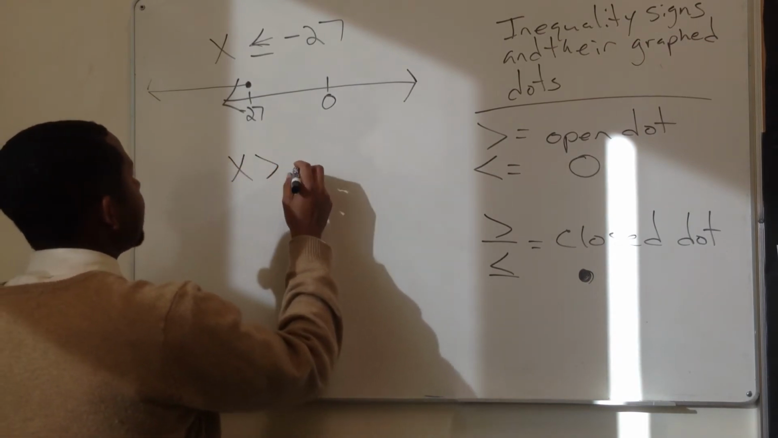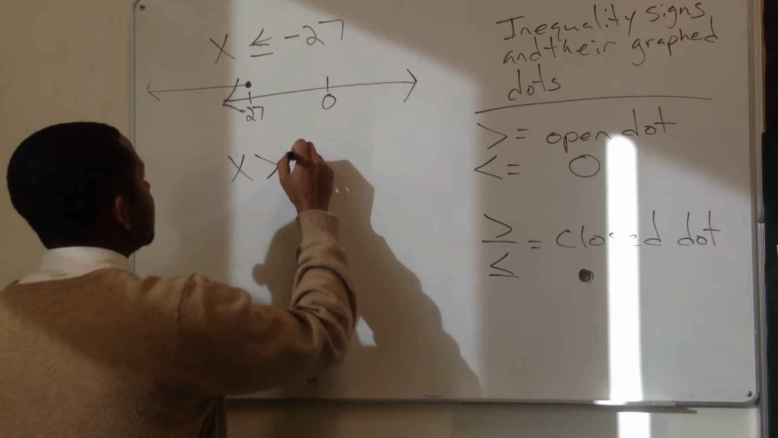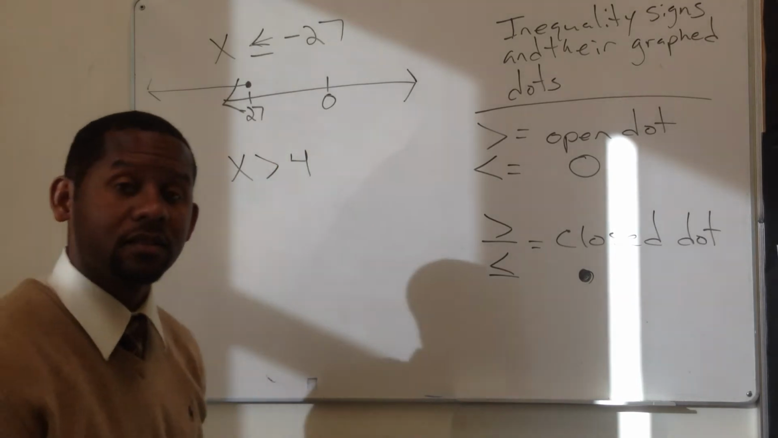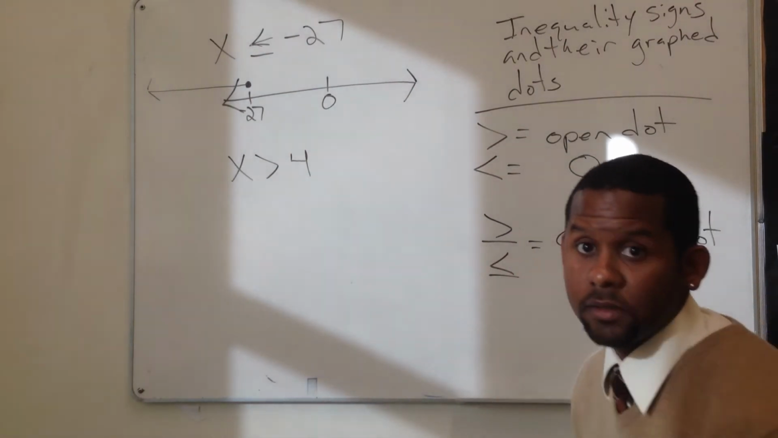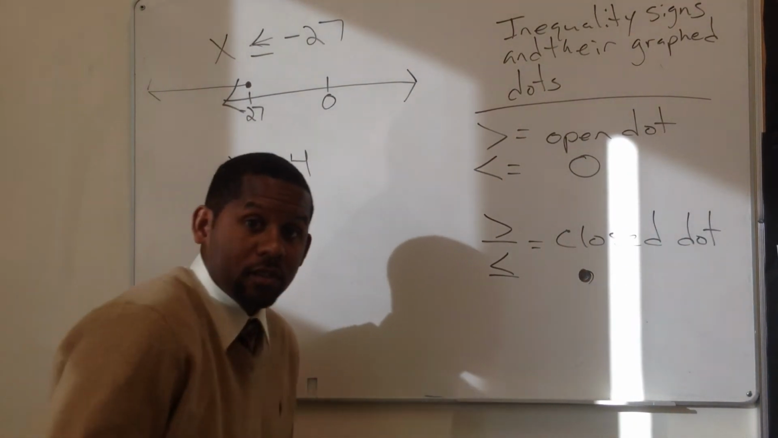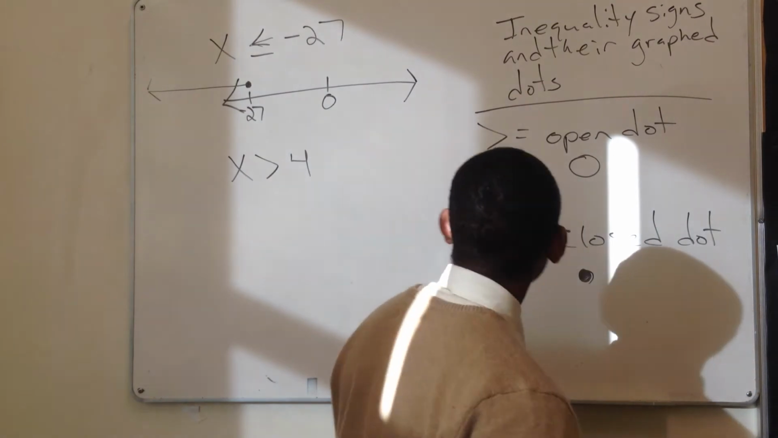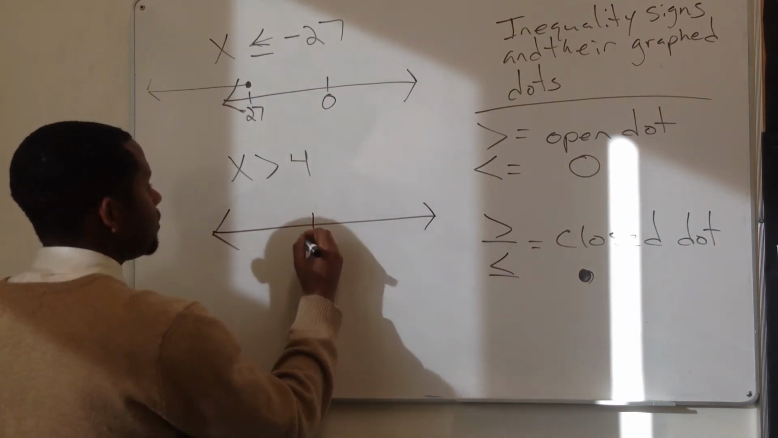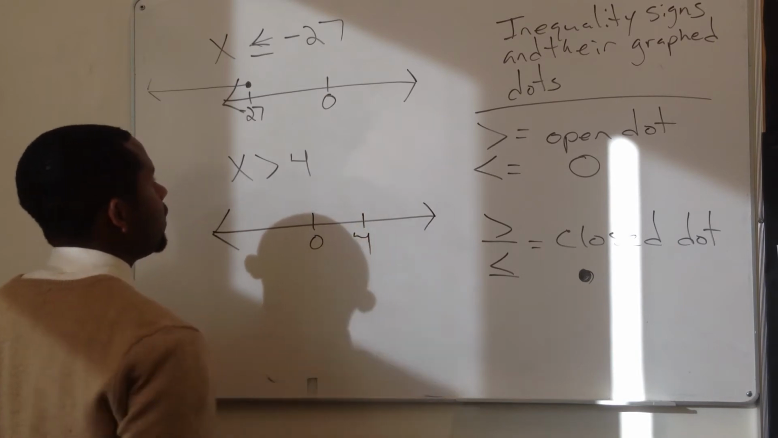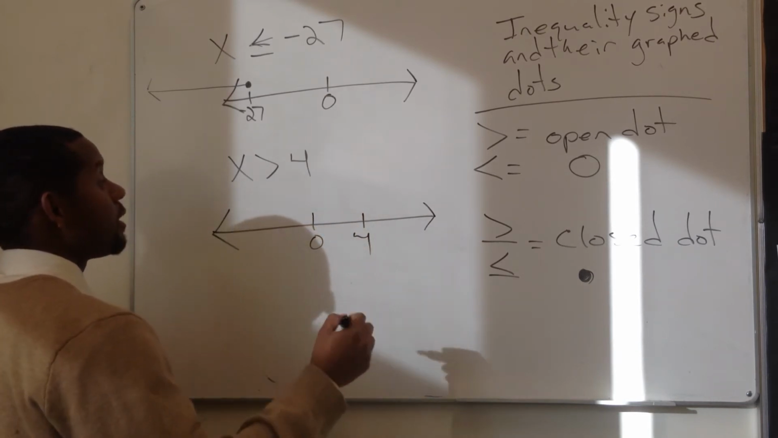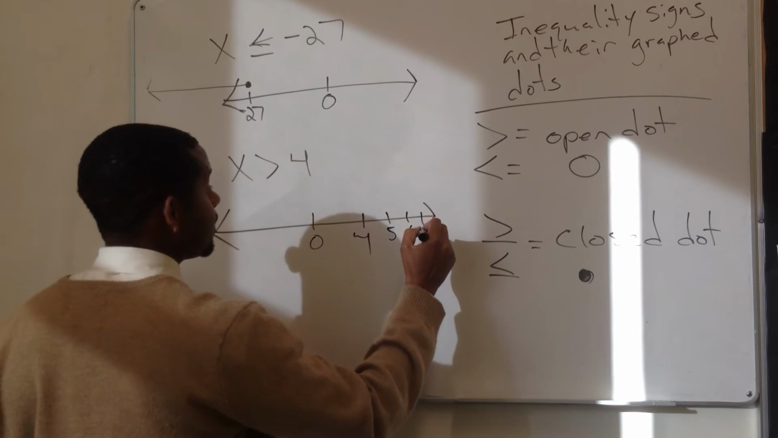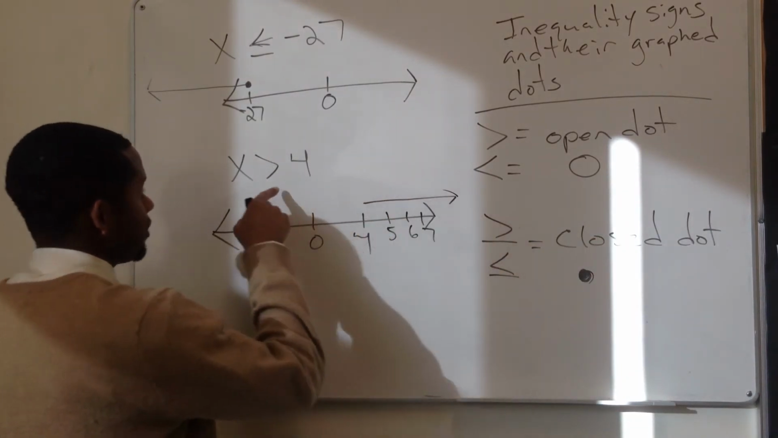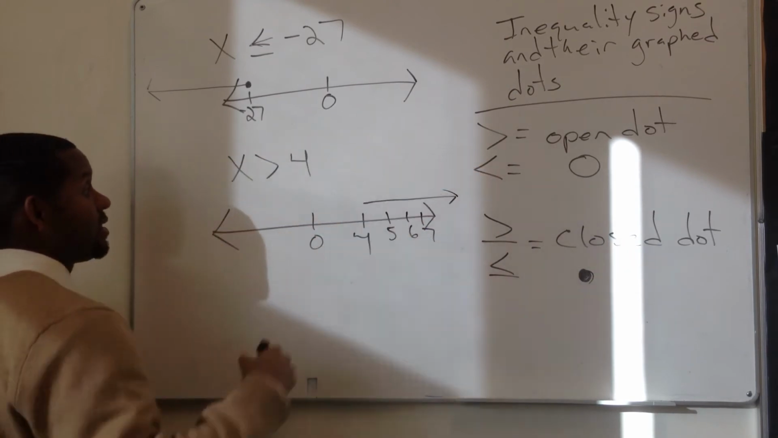My next one. X is greater than 4. Graph that, please. You got it. All right. 0 is important. 4 is important. X is all the numbers that are bigger than 4, like 5, 6, 7, 8, 9, 10, 11, 12. So X is going this way, which is also the way that this arrow points.